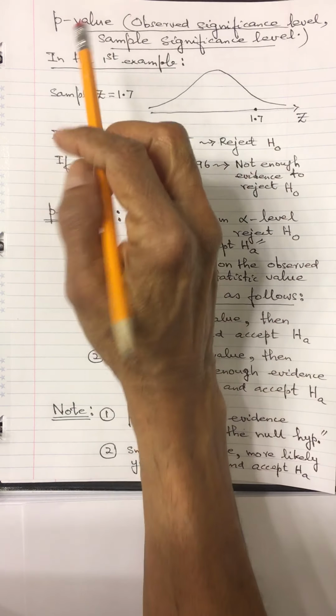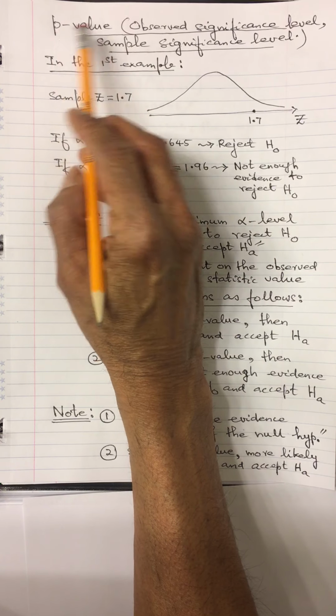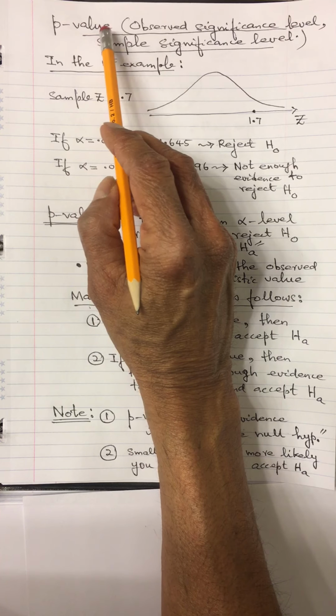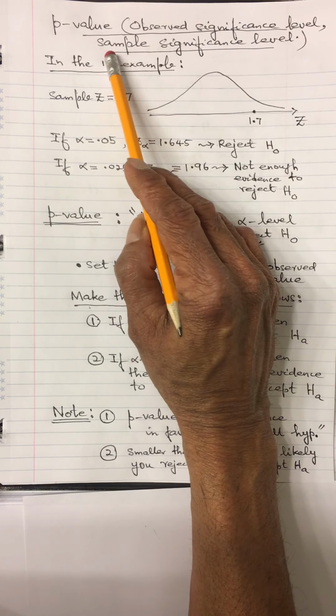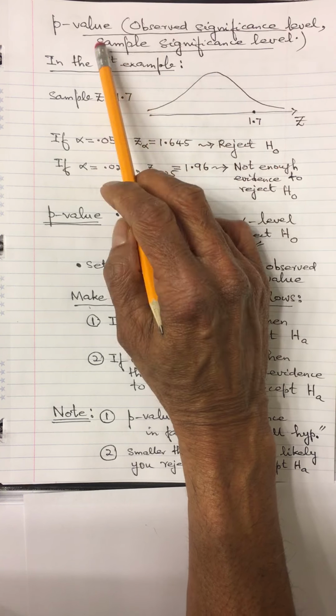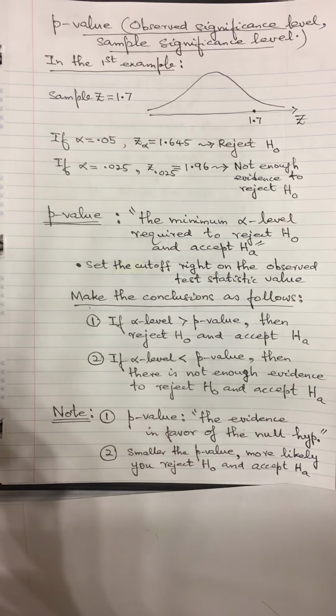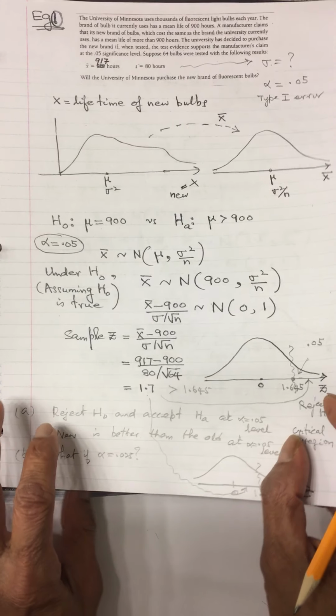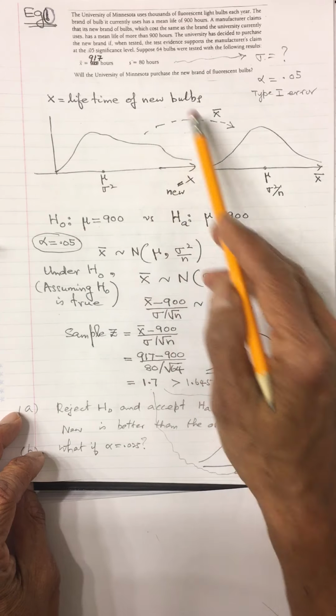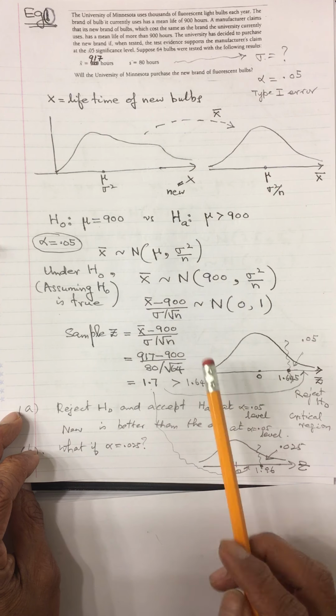In this video, I am going to show you the concept of p-value. Sometimes the p-value is known as the observed significance level or the sample significance level, these kinds of names. So let me go back to our first example. I'm not going to redo it again.